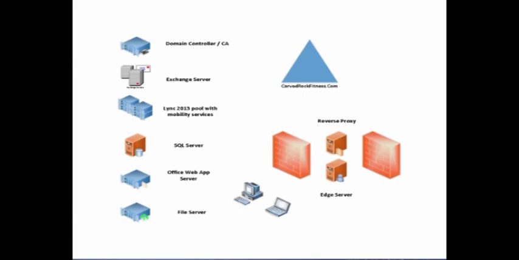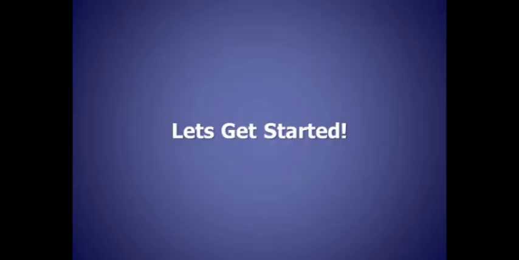Over to the right, you can see that I have a reverse proxy server, and I also have an edge server out in my DMZ. These are going to be used for setting up connectivity out onto the internet, for public instant messaging, and it's also going to support federation relationships and external users, as well as allowing users to join into our conferences from the internet. That's the end of our introduction, so let's get started.